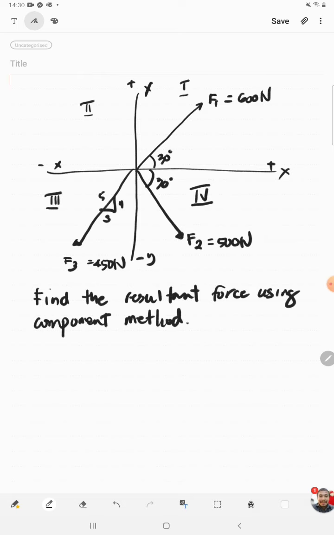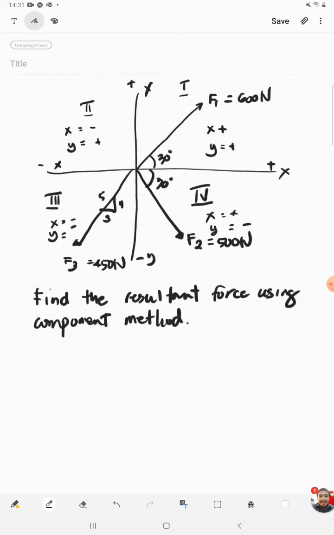You will see that in the first quadrant, your x is positive and your y is positive also. In the second quadrant, your x is negative and your y is positive. In the third quadrant, your x and y are both negative. And in the fourth quadrant, your x is positive and y is negative. So you have to know these signs in order to solve the resultant force of any given vector.